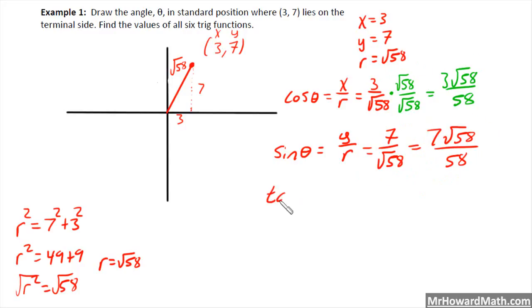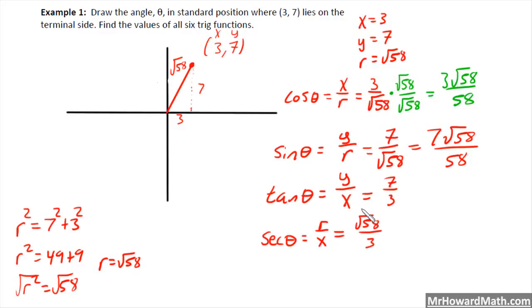Alright, next, tan of theta. Tan of theta is equal to Y over X in our earlier definition. So for us, that's 7 over 3. That's easy, no more to do. 7/3 is fine. No denominator to rationalize there. Alright, now the reciprocals. The reciprocal of cosine theta is secant theta. So secant theta is R over X, and that would just be the reciprocal of this, so the square root of 58 over 3. And no need to rationalize the denominator. We don't have a radical there. It's okay to have the radical up here, so that's done.